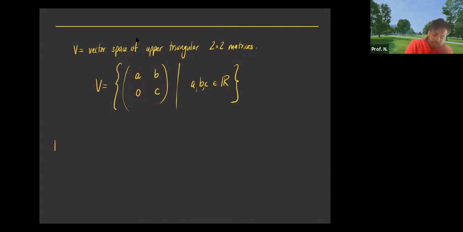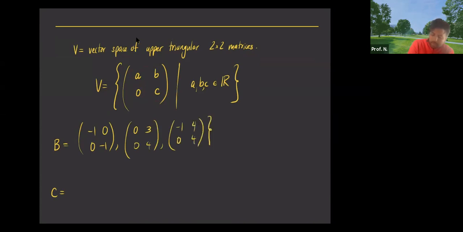Okay, and so then we're given 2 different bases. One of them is [-1, -1; 0, -1]. The next one is [0, 3; 0, 4], [-1, 0; 0, 4], [4, 4; 0, 4]... Now it makes sense that your basis for this vector space is only 3 matrices. There's only 3 because the dimension of this vector space is only 3.